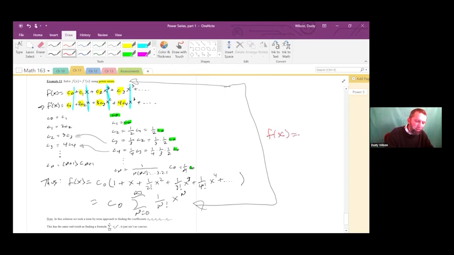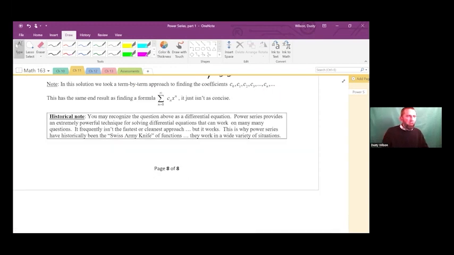Our f of x here is actually c times e to the x, or I guess it'd be c naught times e to the x. That's what this function is that we're messing around with. But we don't need to know that it's c naught e to the x in order to find the power series expression, a solution that we found. So note, in this solution, we took a term-by-term approach to finding the coefficients C naught, C1, C2, C3, Cn, etc. That is, we found an expression for each one of those coefficients.